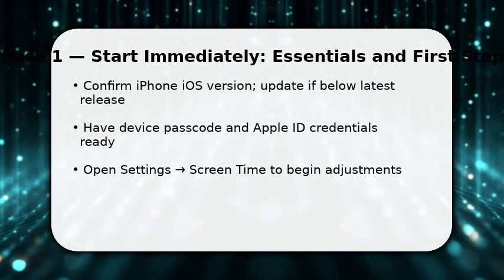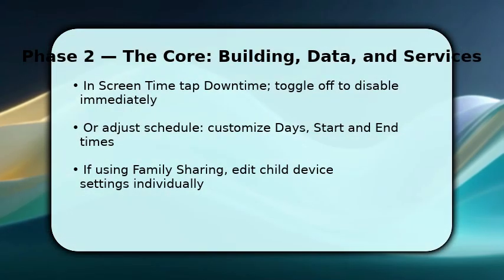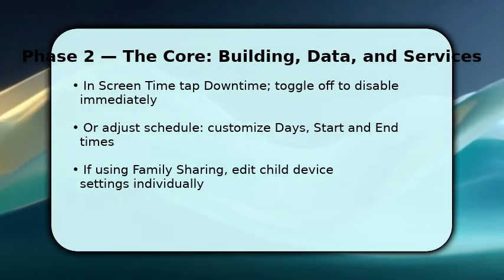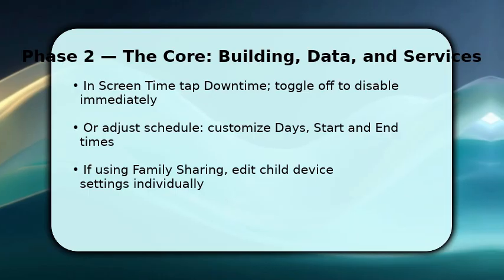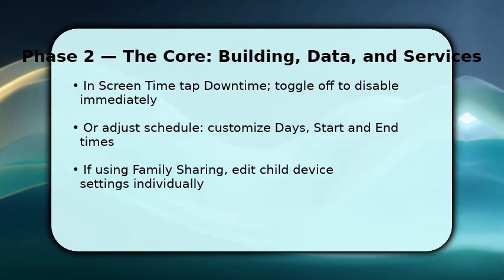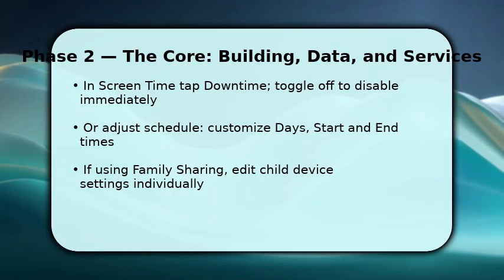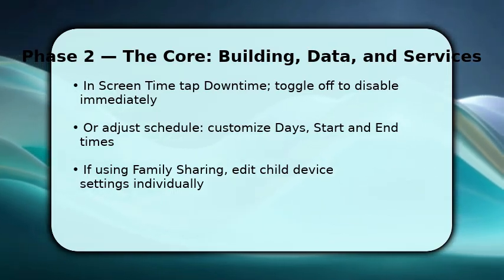Now you remove downtime. In screen time, tap downtime and toggle it off to stop restrictions instantly. If you prefer to modify instead, choose customize days and set start and end times. This gives finer control for specific days. Remember, allowed apps remain available during downtime, so edit them if needed.